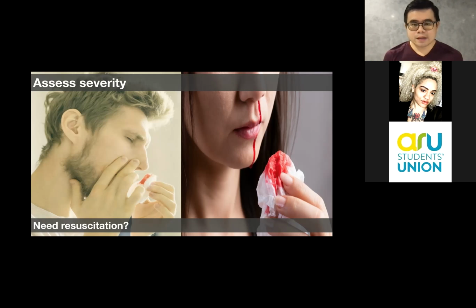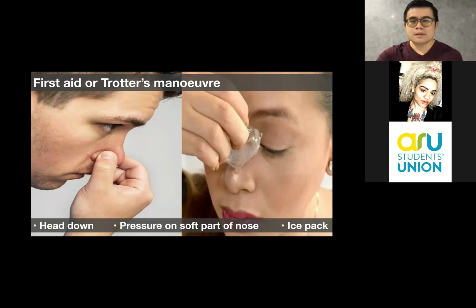So let's say for this patient, this is not a torrential bleed and the patient is relatively stable, but is still actively bleeding, and you're the first doctor to see the patient. So the first thing to do is what we call a Trotter's maneuver or first aid maneuver. You ask the patient to lean forward with their head down, so that they don't swallow any blood, and ask them to spit out any blood into a yellow bag or a sick bowl and pinch the soft part of the nose, because that's where Little's area is and it's the commonest area for nosebleed.